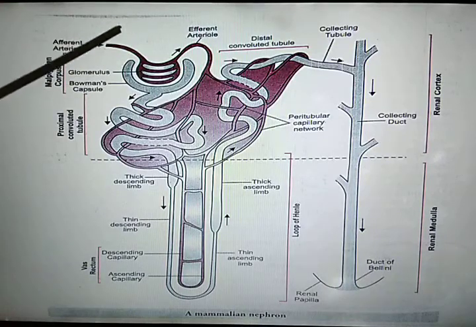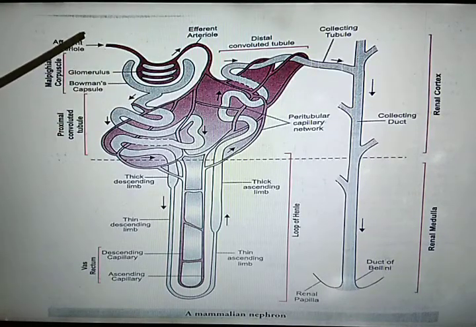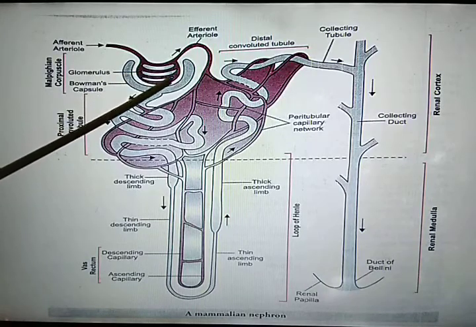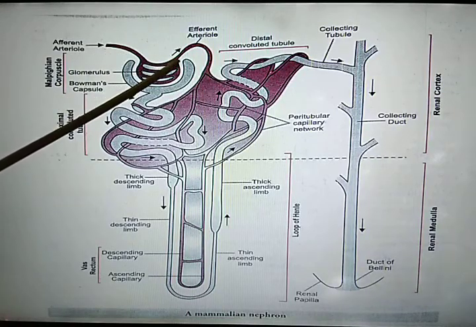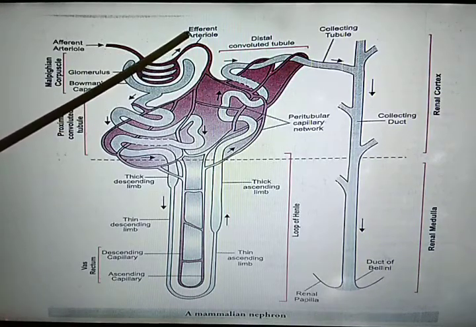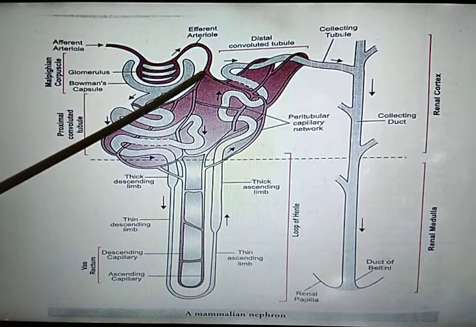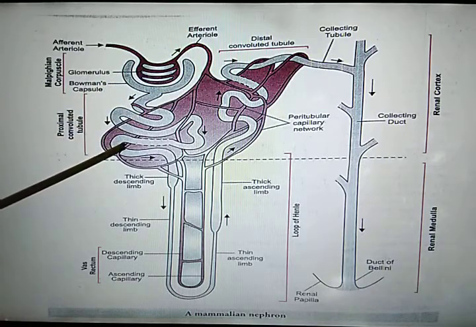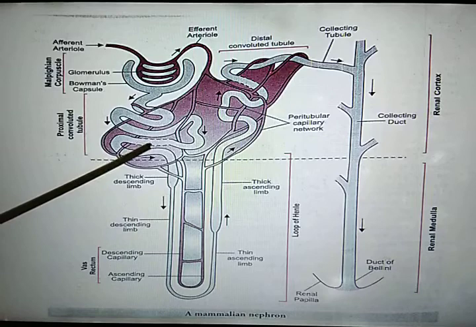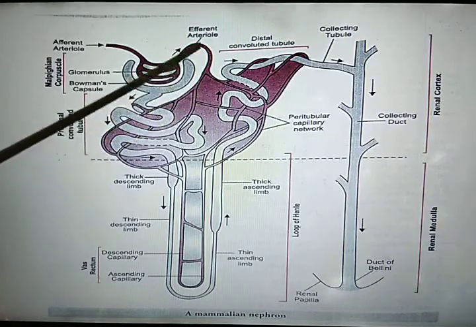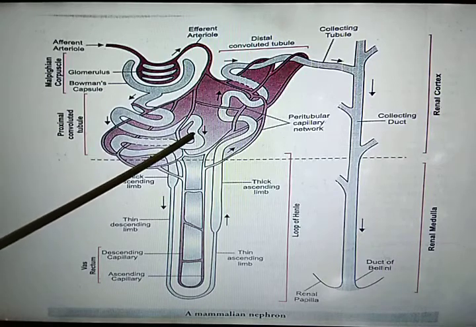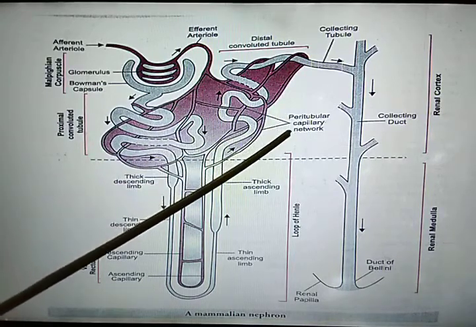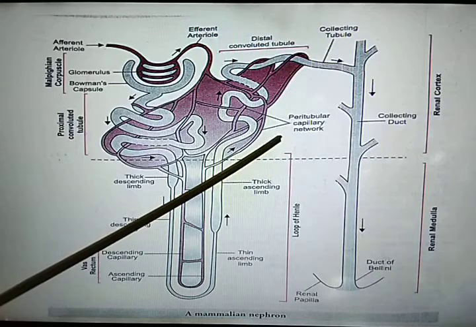Now you can see in the diagram, the afferent arteriole enters into the Bowman capsule to form a tuft of capillary known as glomerulus. Now the efferent arteriole, which emerges from the glomerulus, forms a fine capillary network around the renal tubule, and this fine capillary network of the efferent arteriole around the renal tubule is known as peritubular capillaries.